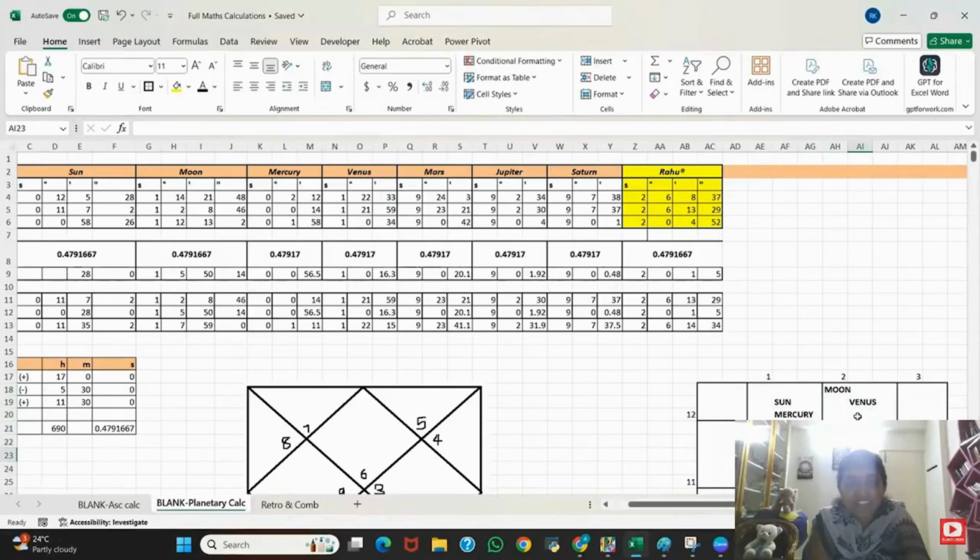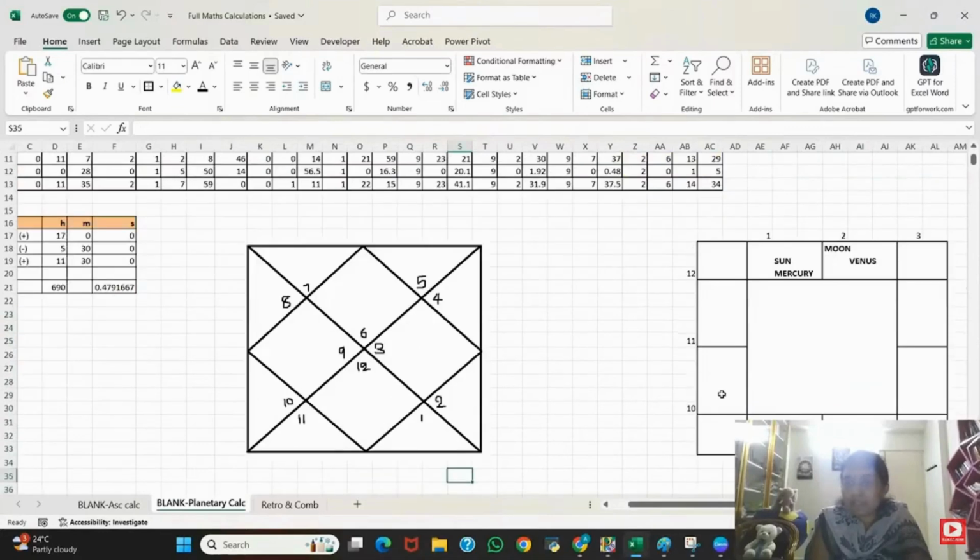I'm proud of it. Next, Mars is in 9 sign past 23 degree 41, 42 minutes. 9 sign past means it will be in Capricorn. Mars is also exalted. Amazing. So like this it is.